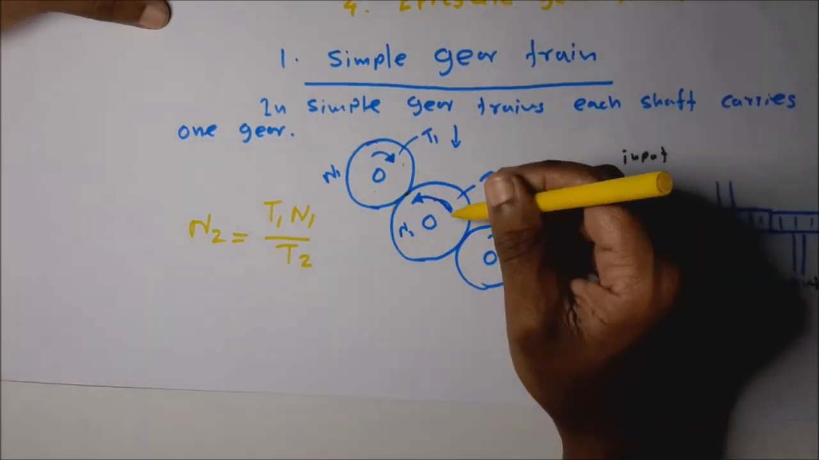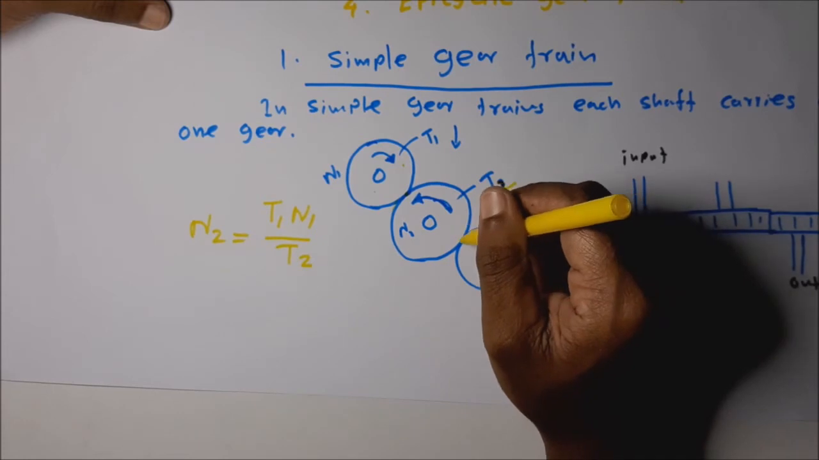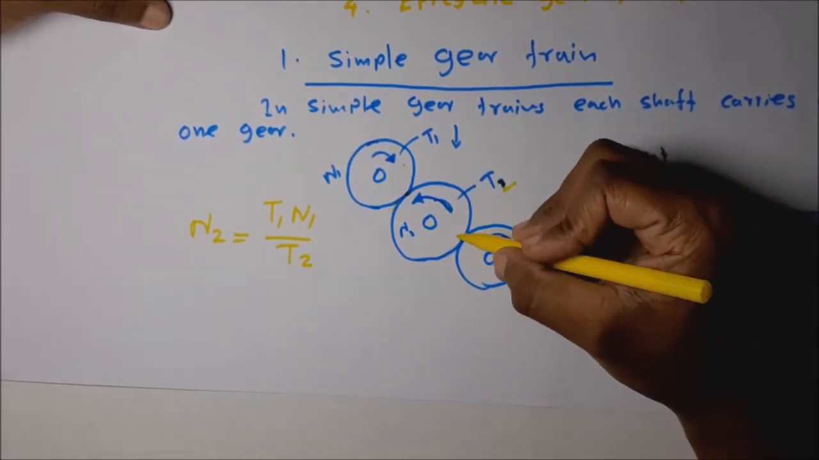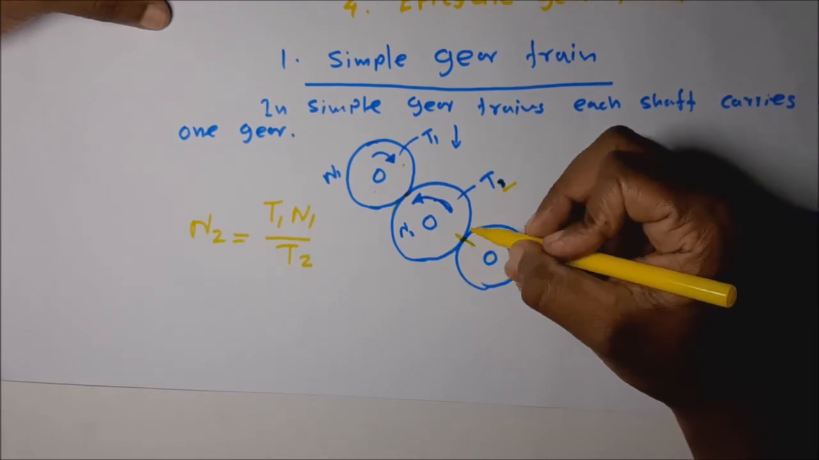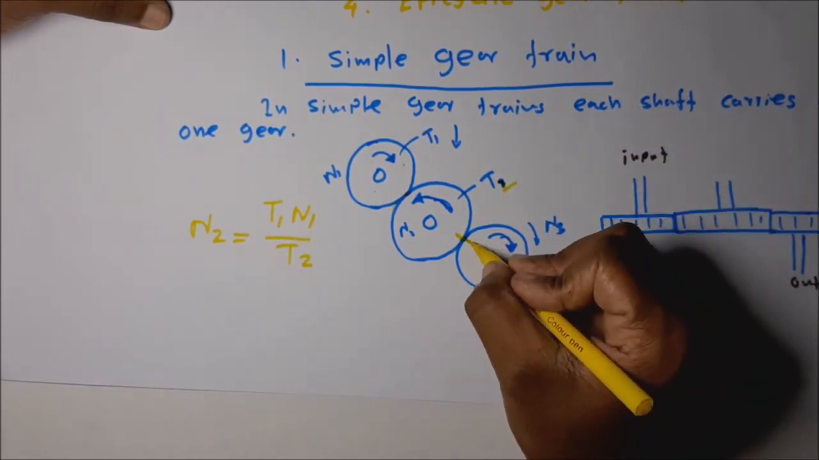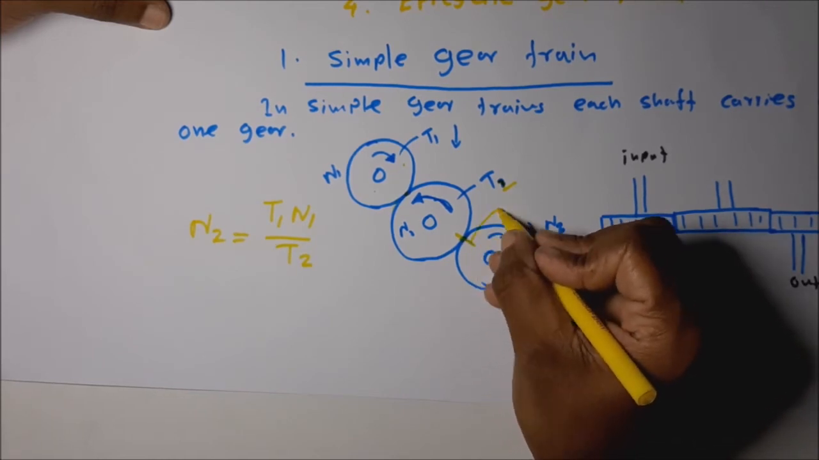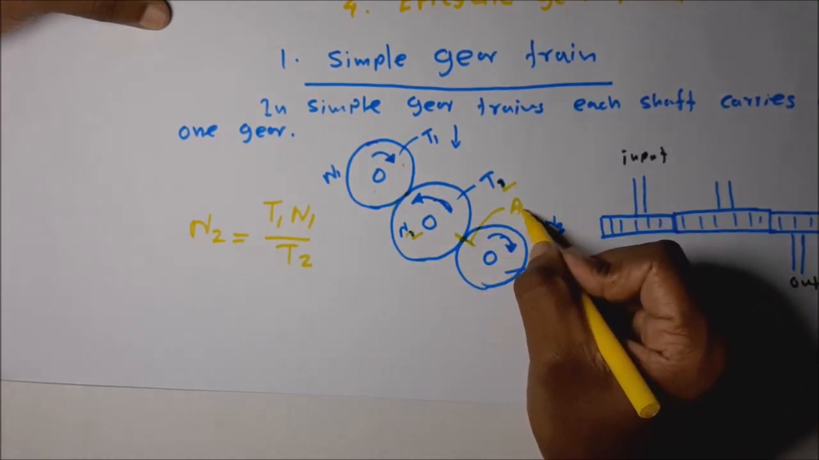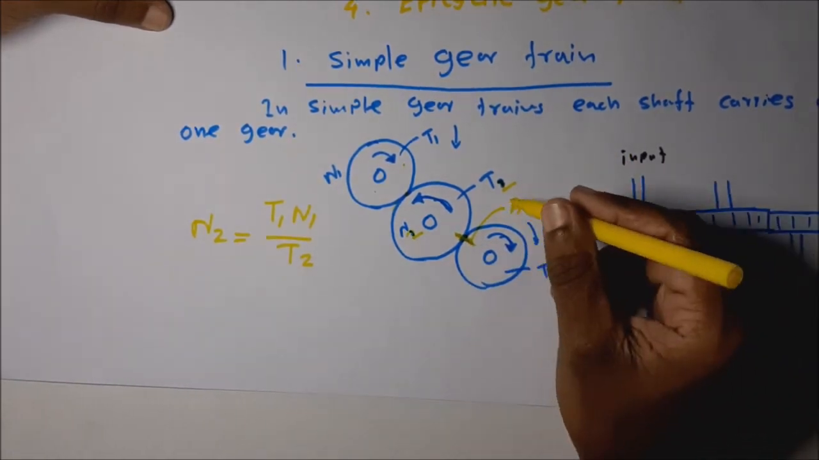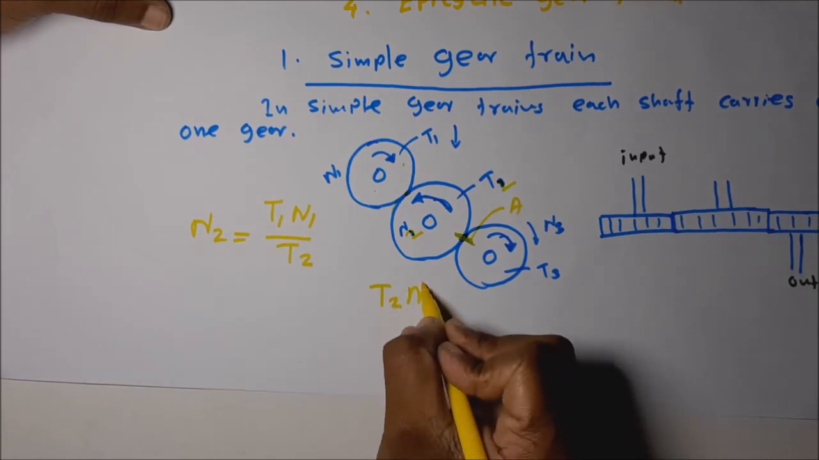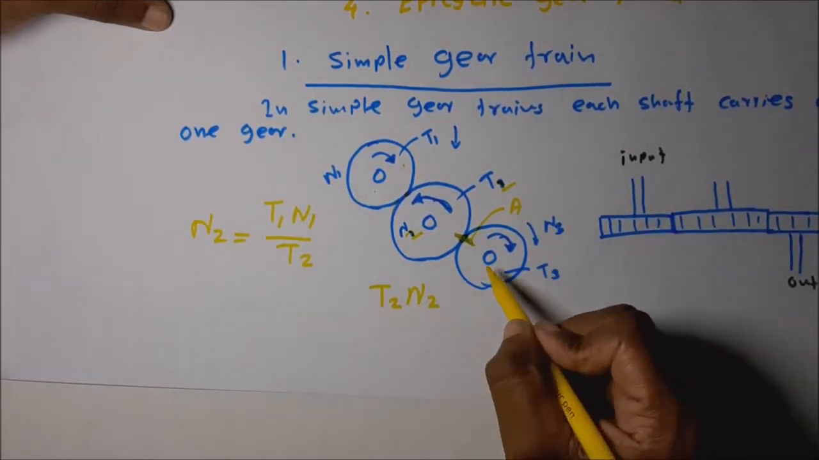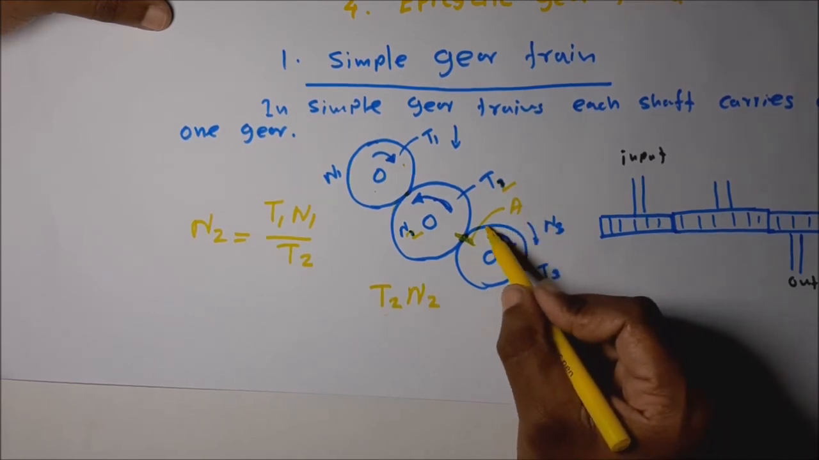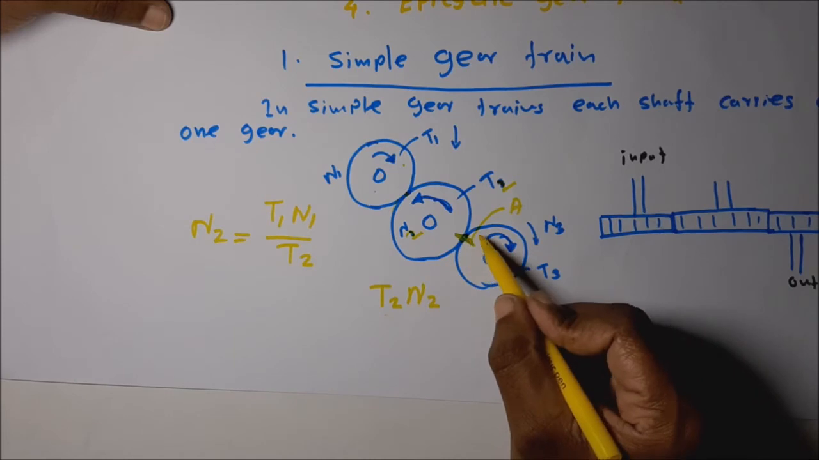Then if this is rotating with N2 speed, how many teeth are in contact with the third gear wheel? Let's take a certain position, call it A. When it produces N2 revolutions, how many teeth pass position A? T2 N2. That many teeth are in contact with the third gear wheel.